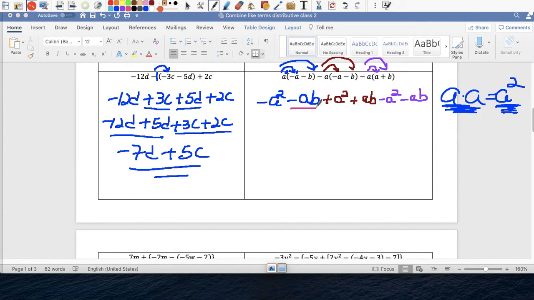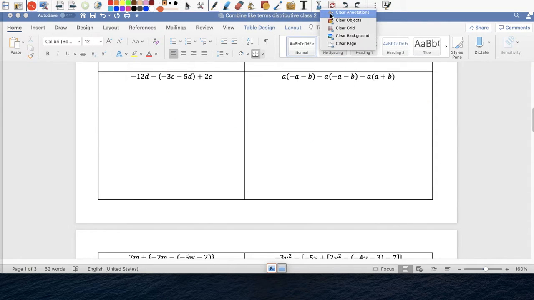Okay, so quickly I can tell you, notice that we have a negative ab and a positive ab, so this and this become 0. Positive a squared and negative a squared also is 0, right, because I have one of the same and they're opposites. And the only thing I have left over is a squared minus ab. Pretty simple.